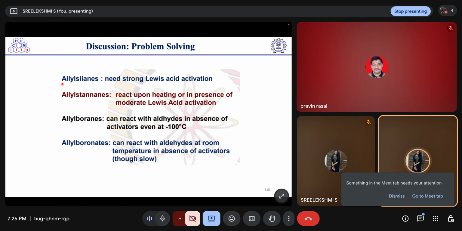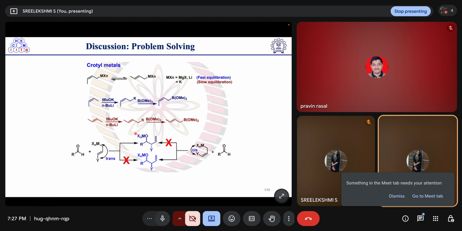So if we consider allyl silane, it will need strong Lewis acid conditions, and allyl stannane requires moderate Lewis acid activation or heating conditions. Now allyl borane can react with aldehyde in the absence of activators even at minus 100 degrees Celsius, and allyl boronates can react with aldehydes at room temperature in the absence of any activators, although it will be a slow reaction.